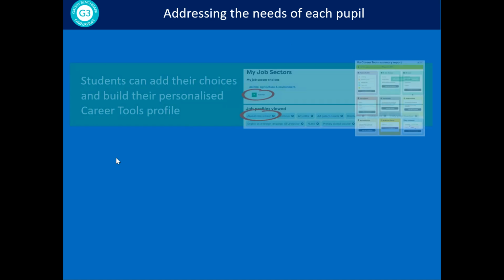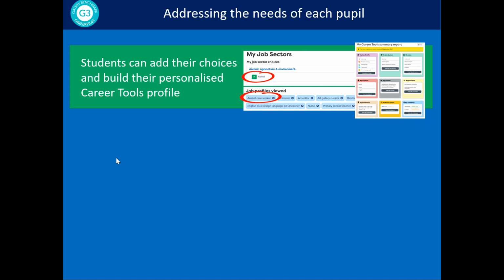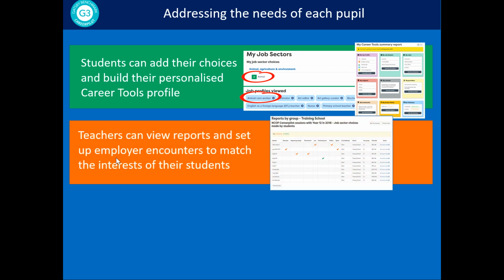Okay, looking at Gatsby Benchmark 3, which is addressing the needs of the pupil. Students, as mentioned before, once registered on Careerpilot, can be building up a personalised profile within their career tools. So this is where they can start to be thinking about what they're interested in and tagging it, and it's building that up for them, giving them an individualised view of Careerpilot.